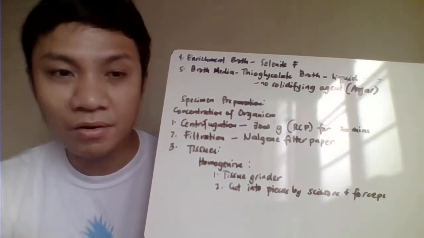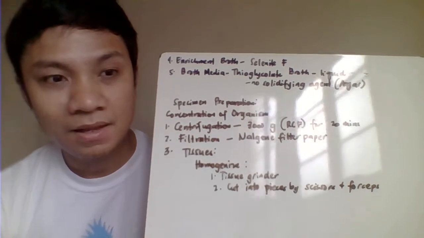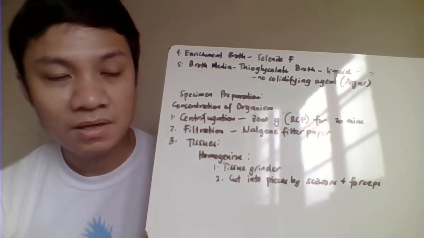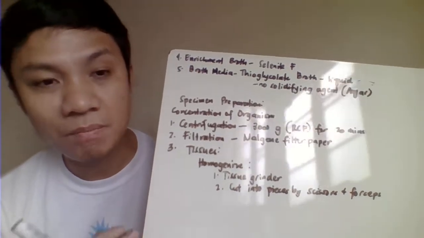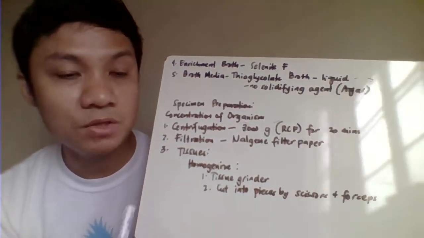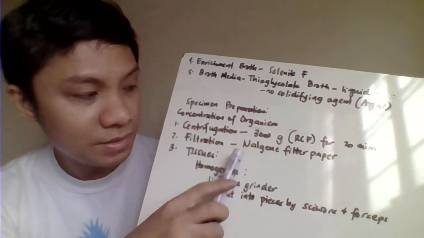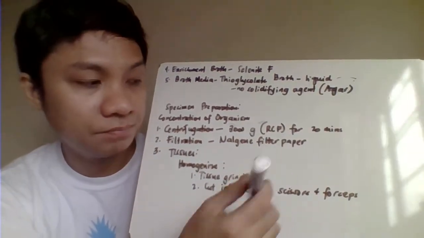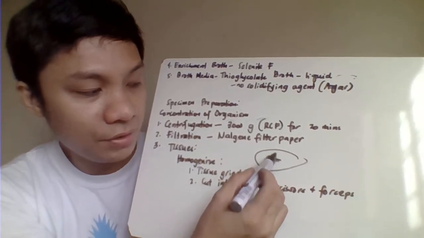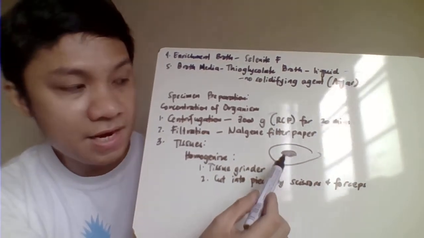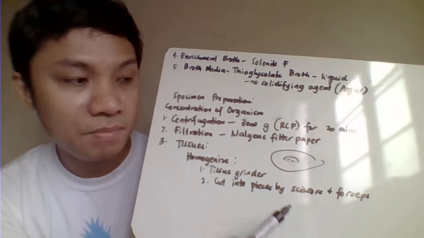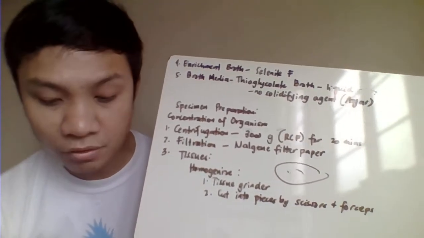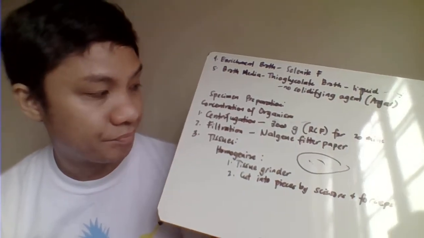Another one, we have filtration. You know how filtration works, right? It depends on the pore size. If your bacteria are larger than the pore size of your filter paper, they will be trapped in the filter paper. Most likely, we're using Nalgene filter paper. After filtration, you can inoculate the filter paper onto the culture media, or you can scrape the filter paper and inoculate what you scraped onto your culture media.